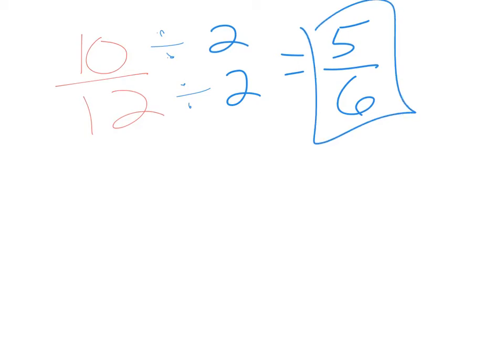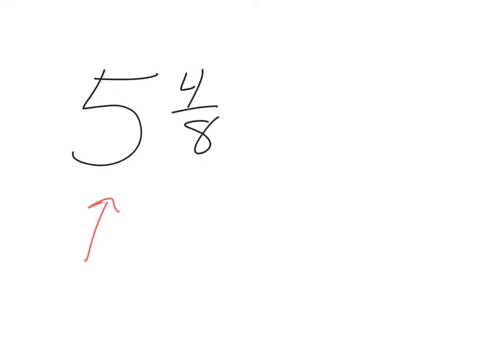Another type of proper fraction is what's called a mixed fraction, or sometimes just referred to as a mixed number. In comparison to the 10 over 12 that we just saw, if I had a number in front of that fraction, like a whole number, for instance, let's say I had the fraction 5 and 4/8. Here you can see that I have a whole number written in front of this small fraction 4/8.